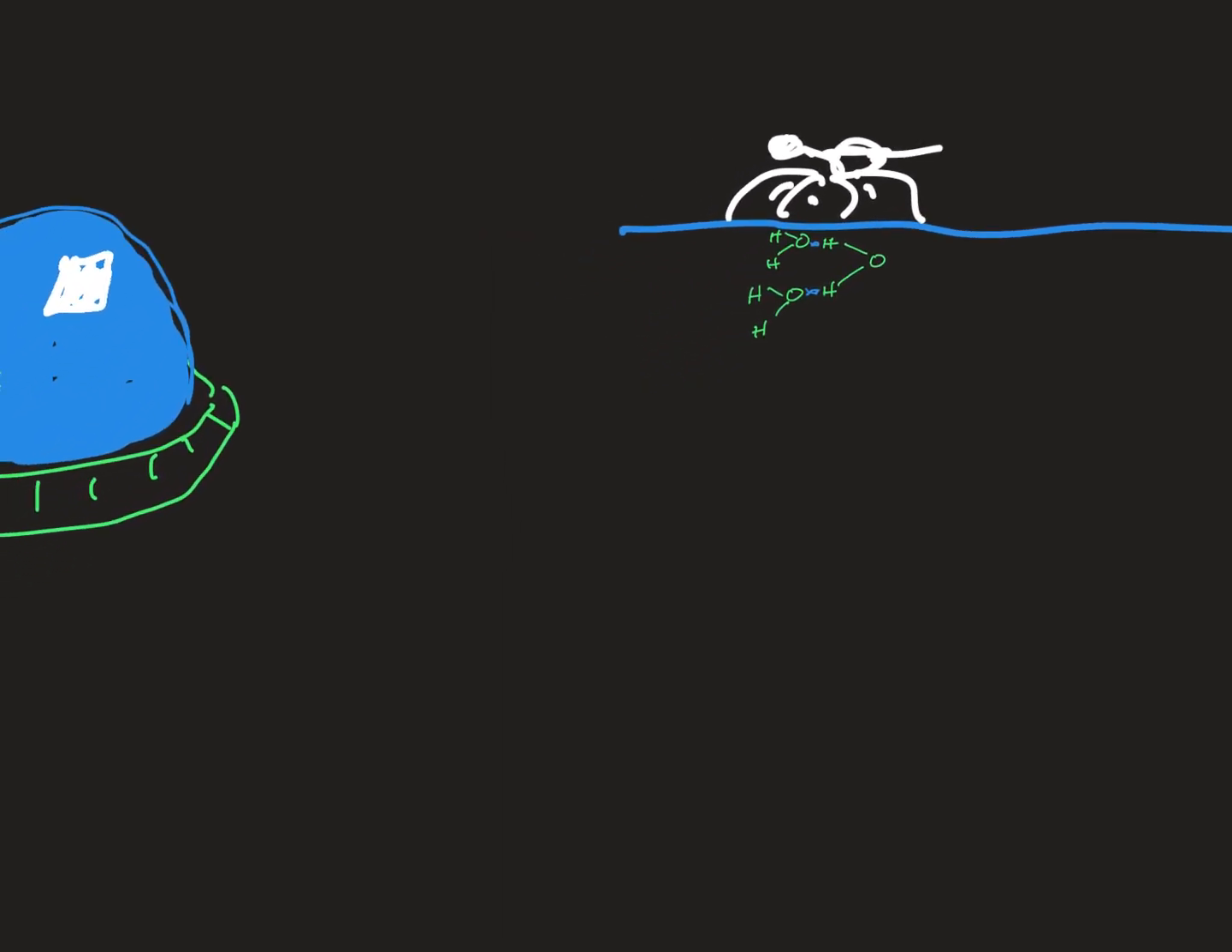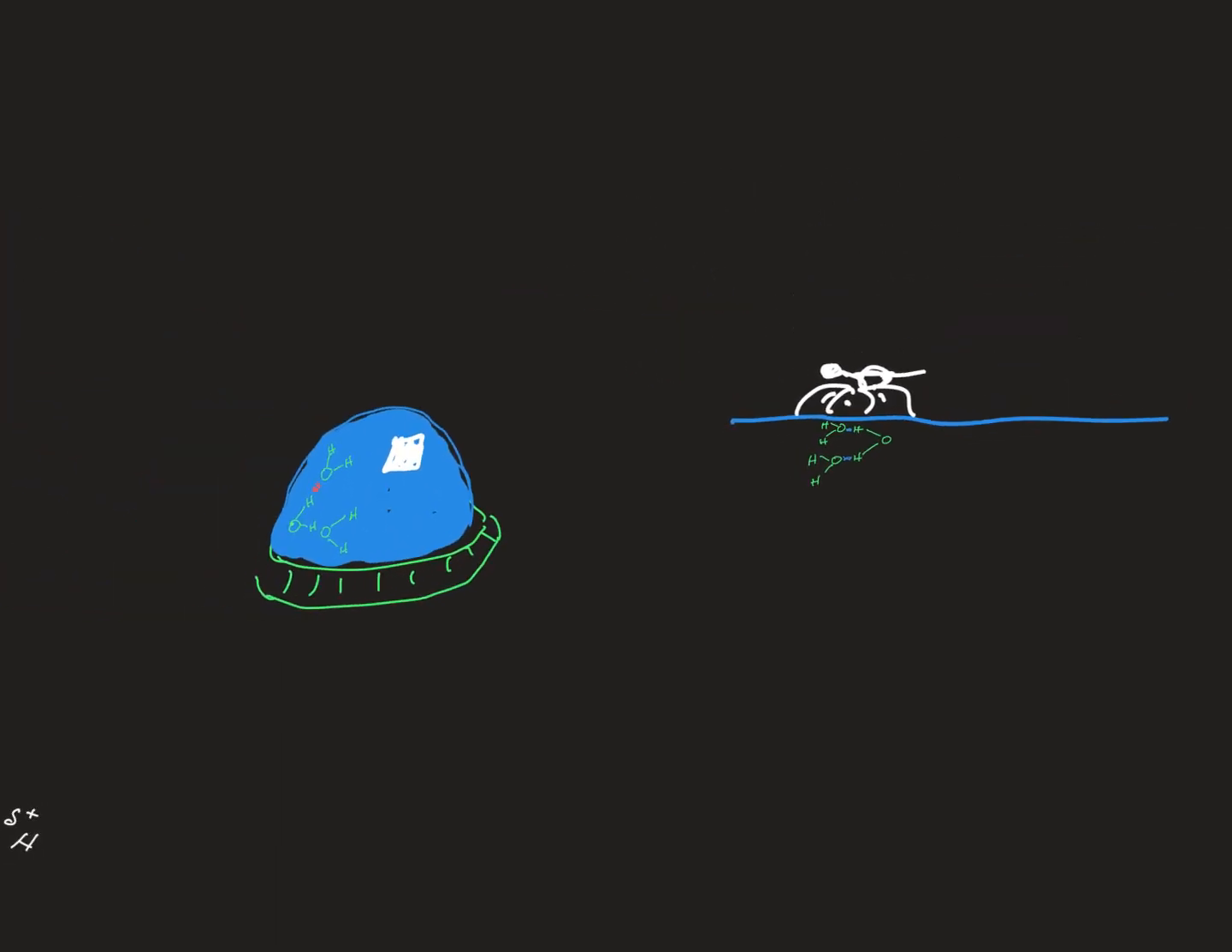You and me, we step on the water, we fall through because we're too heavy, and the force of gravity is strong enough that it breaks the connection between the water molecules. We call that surface tension. So that's the ability of water to stick to itself, and we call that cohesion.